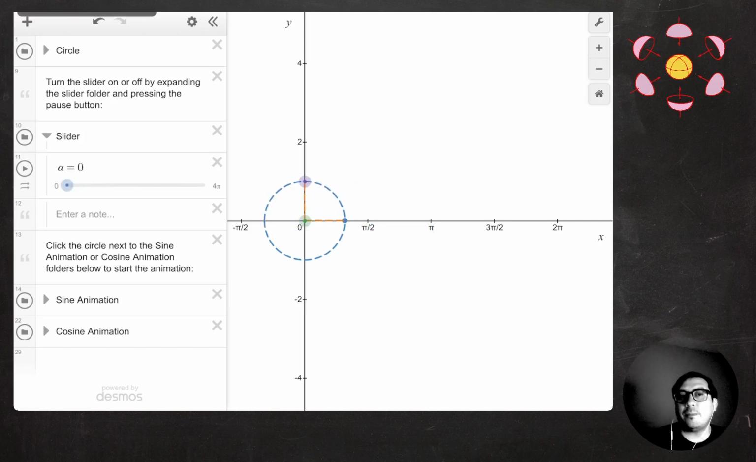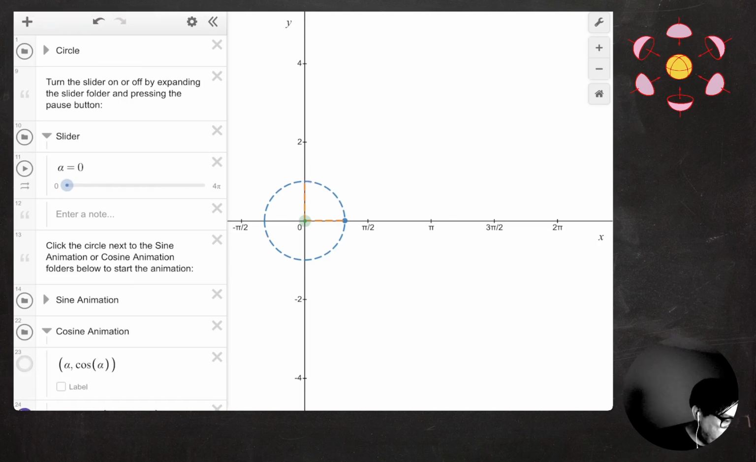Notice that there's this purple point, and if I click on this cosine animation, you'll see that it's in purple over here. So I can hide the point. You can see the point is blinking because I'm clicking on this little purple thing. So cosines are purple.